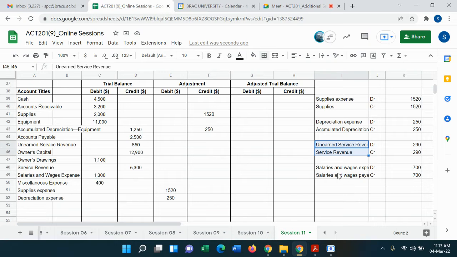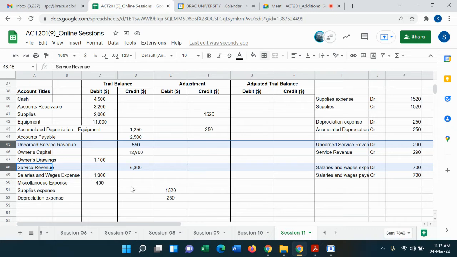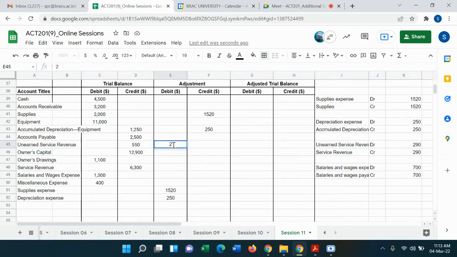Then unearned service revenue and service revenue. Both accounts are available here, so we don't have to create any new account. So unearned service revenue was debited by 290. Service revenue was credited by 290.